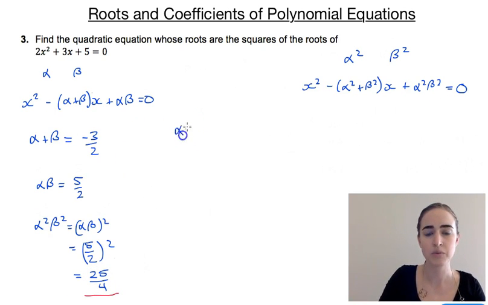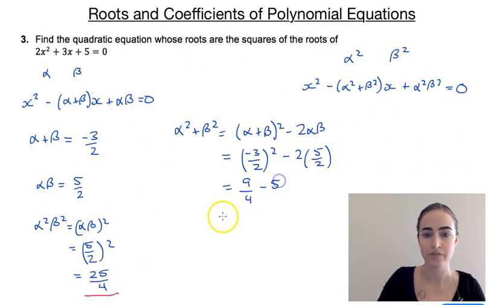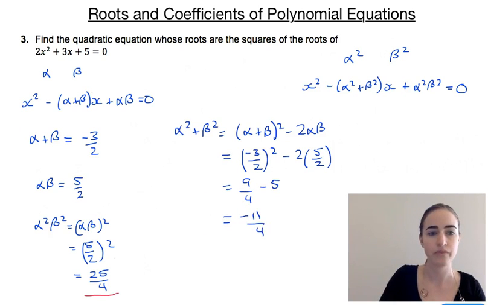Our second one's a little bit more complicated, like the last example. Alpha squared plus beta squared is going to be equivalent to alpha plus beta all squared minus 2 alpha beta. So we derived that in our last example. So that's going to be minus 3 over 2 squared minus 2 times 5 over 2. So it's going to give us 9 over 4 minus 5, which is equivalent to minus 11 over 4. So that there is our second value.